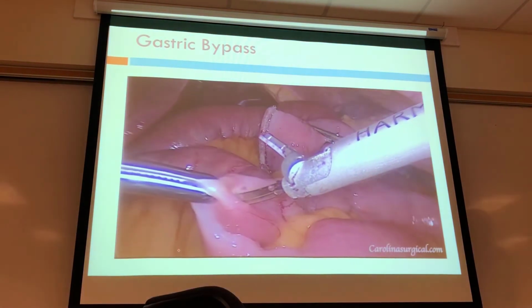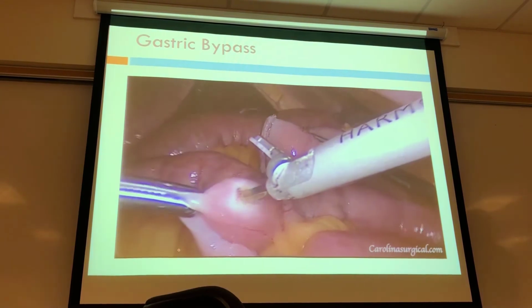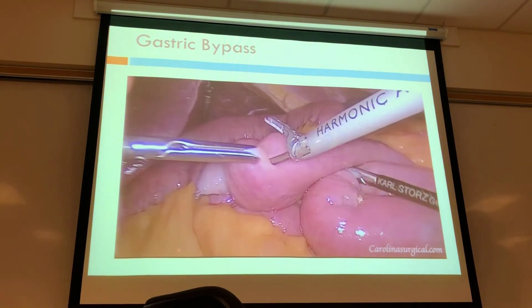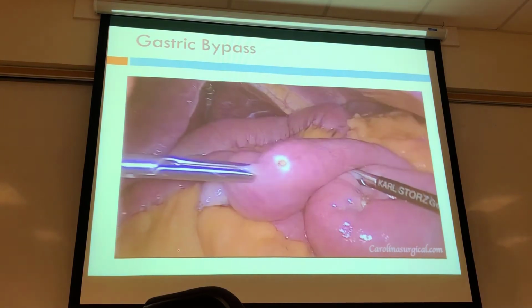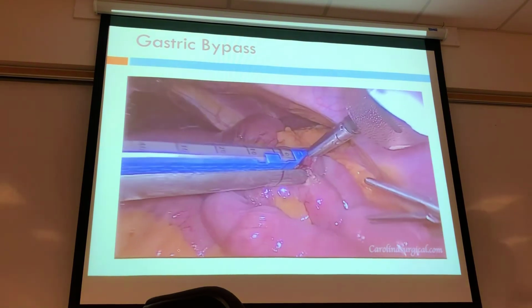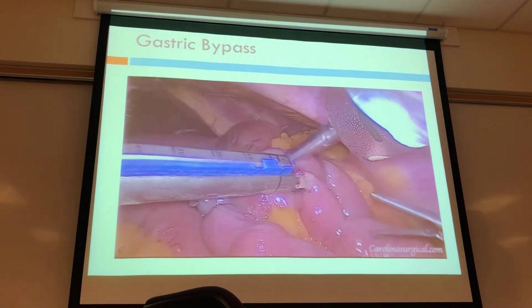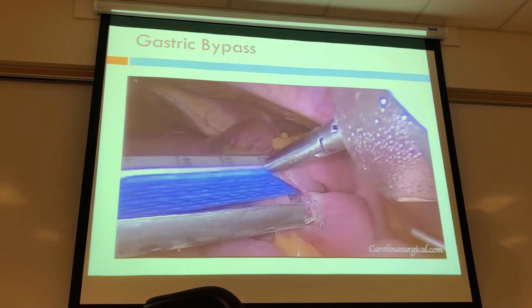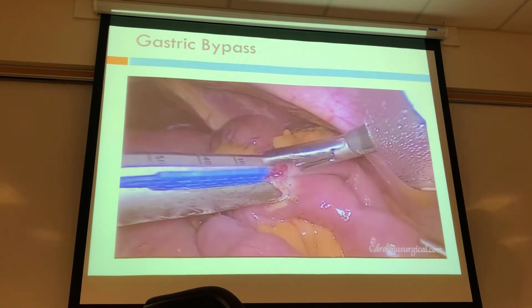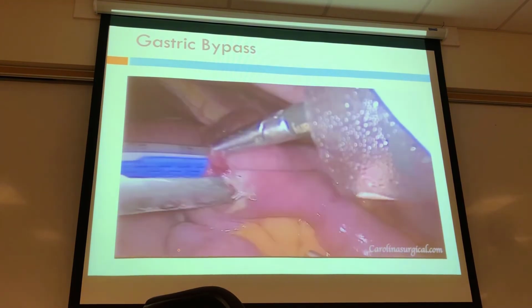Jejunum. That's a mouthful. First step is to make a hole. It's basically sticking two pieces together. They create a hole, stick them together, with a second hole in the other part of the small intestine. This is the anastomosis, the hole that they're creating between the two, so the jejunum is attached to the jejunum, just downstream from the duodenum.